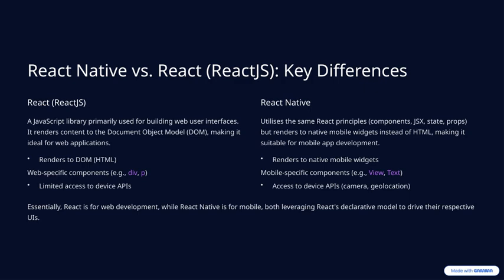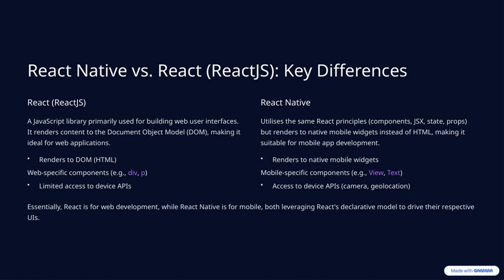Let's take a closer look at the key differences between React Native and React. Starting with React, it's primarily a JavaScript library used for building web user interfaces. It works by rendering content directly to the Document Object Model, or DOM, which makes it perfect for creating web applications. When you work with React on the web, you'll typically use web-specific components like divs and paragraphs, and you'll have limited access to device APIs such as the camera or GPS.